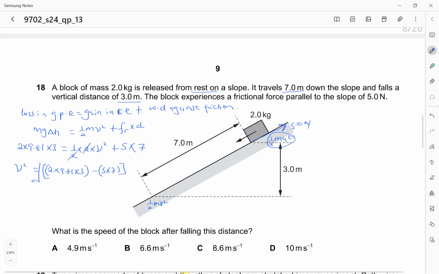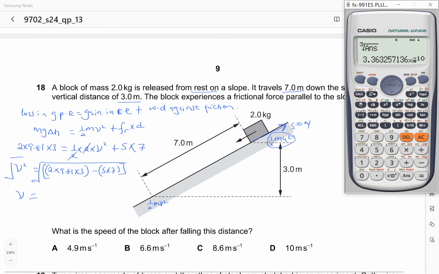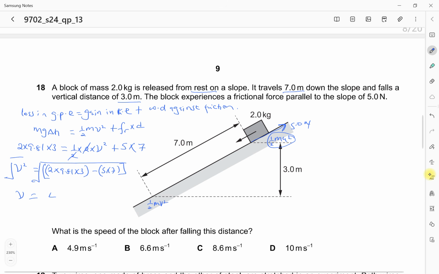So I'll just find the square root to find v. So 2 times 9.81 times 3 minus 5 times 7, then root of the answer. So that is 4.9 meters per second. So it means the answer is going to be A. That is using conservation of energy.